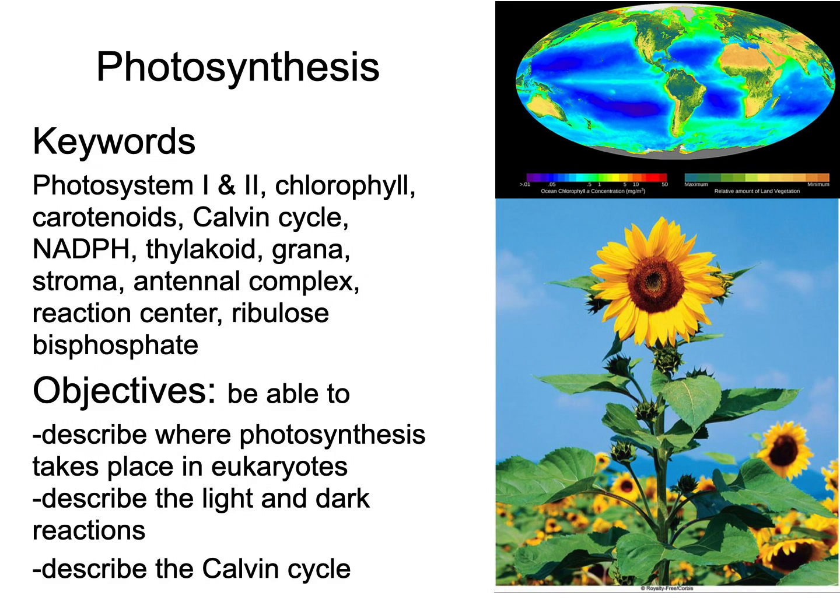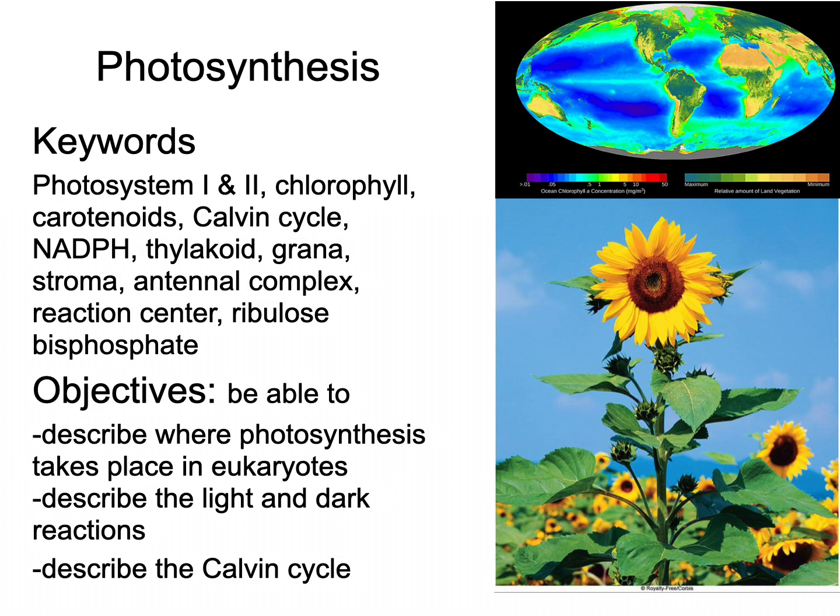Okay, we're going to continue on with photosynthesis. And so I'm going to review what we did last time, talk about where photosynthesis takes place, its importance. I'll describe the light reactions and the dark reactions or the Calvin cycle. And so again, nice picture of a sunflower here showing on the upper picture, showing you the amount of photosynthesis on the surface of the Earth.